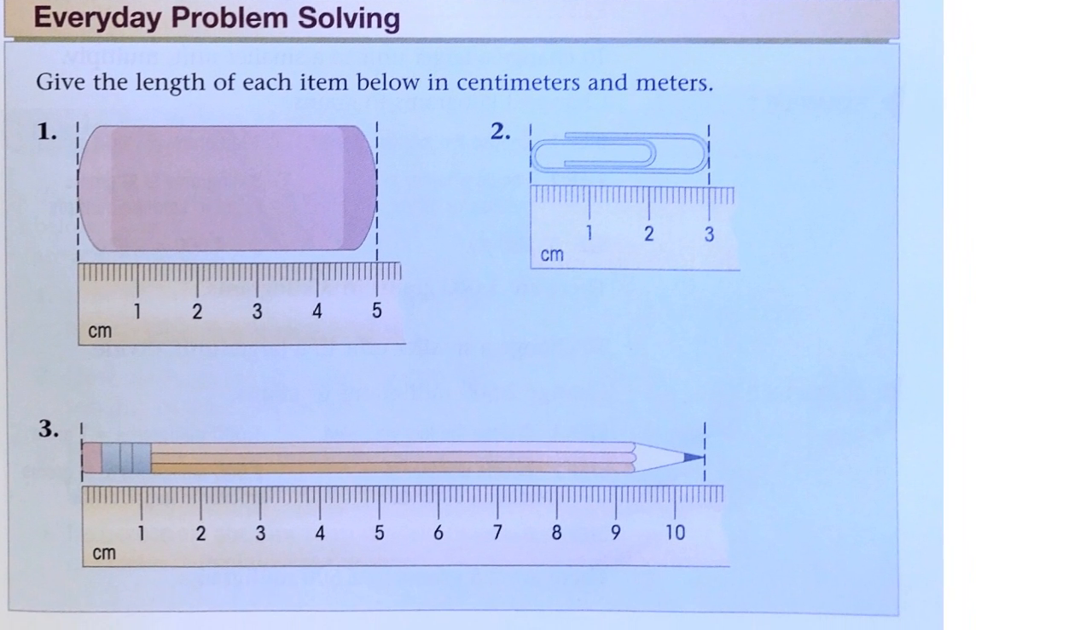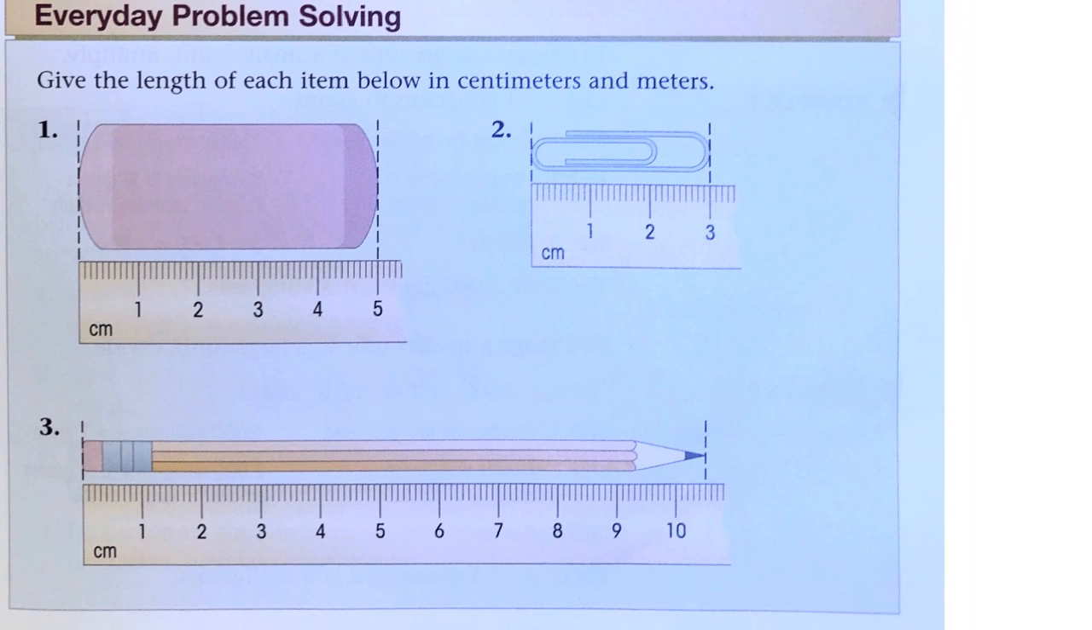So here we have some problem solving. Give the length of each item below in centimeters and meters. So these are examples of rulers. So we want to see what we would write if we were measuring these things. So here we have 5 centimeters. And now what would that be in meters?